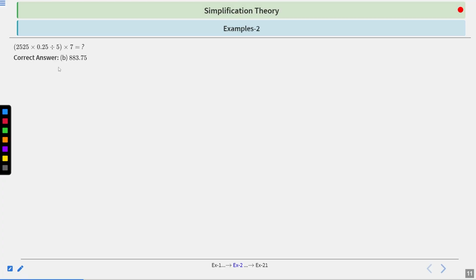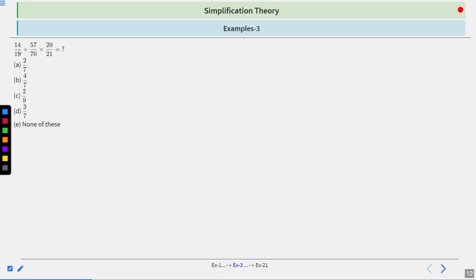Now see the solution. When we write this question in the form of simplification, we can write it as 2525 multiplied by 0.25 multiplied by 7 divided by 5. When we calculate, we get 883.75. So B is the correct answer.